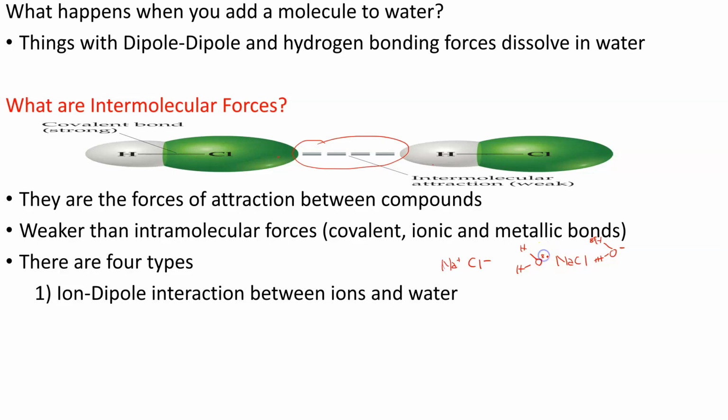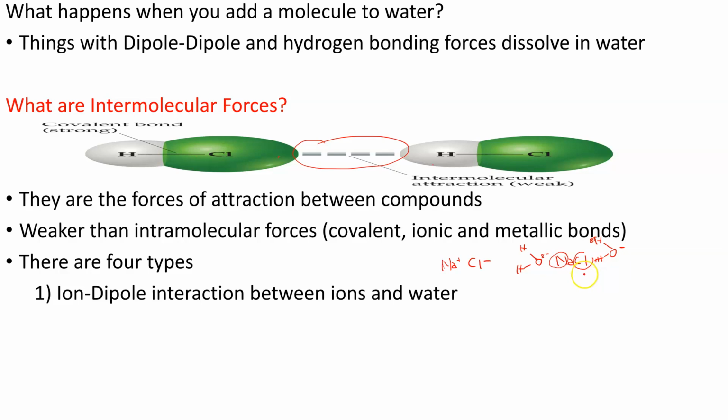Now, why does it do that? The reason is that this is able to attract and pull this. The H's are able to pull and attract the Cl, and now you have dissolving occurring. That attraction between this O and this Na, and then this H and the Cl, is referred to as ion-dipole. That's what ion-dipole means. It's an ion attraction to a polar molecule. Now, the most common polar molecule you're going to deal with is water.